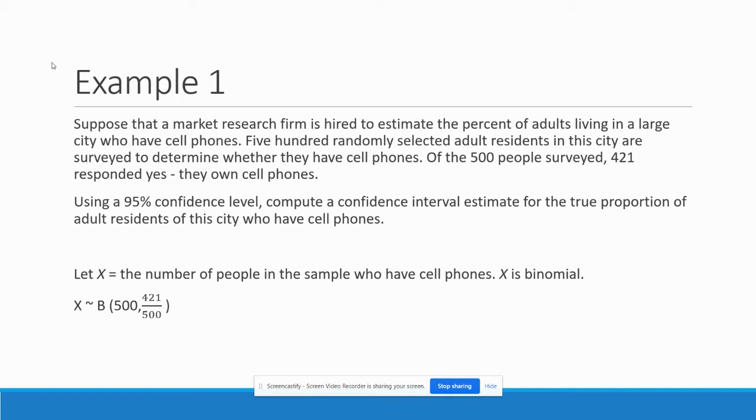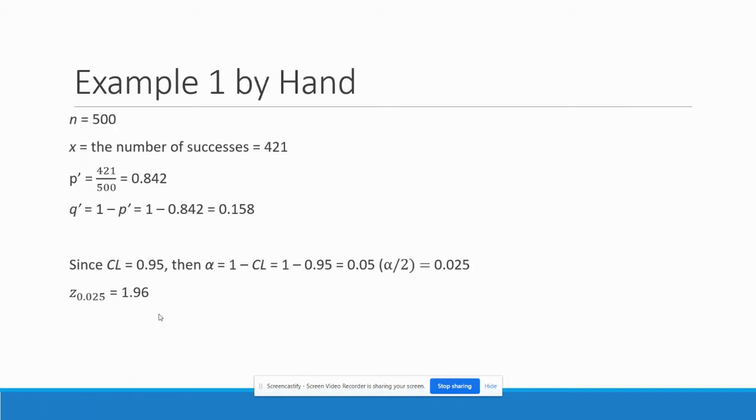How do I know? Because either you have a cell phone or you don't. And that's how we would write it. We'd say the distribution approximates the binomial. 500 is the sample size. 421 over 500 is how many people own cell phones. Okay, and I show here what I do.